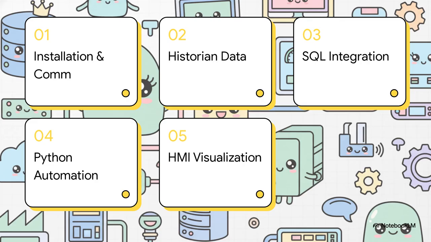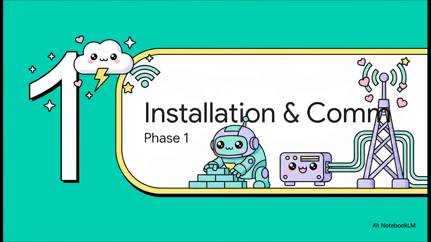Okay, let's dive into our builder's arc. First up, installation and communication setup. Then, historian data tracking. Next, SQL database integration. After that, Python data automation. And finally, visualizing it all on an HMI dashboard. Let's get to it. Phase 1.